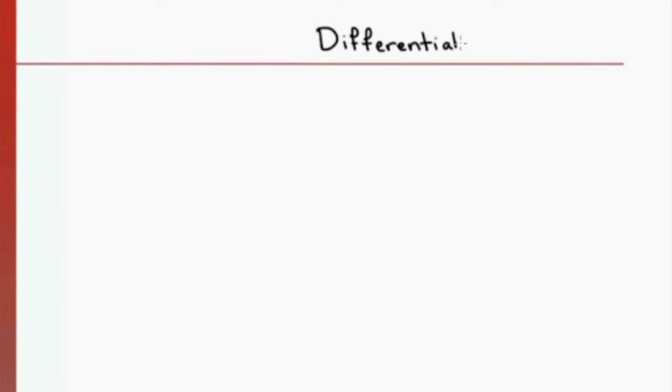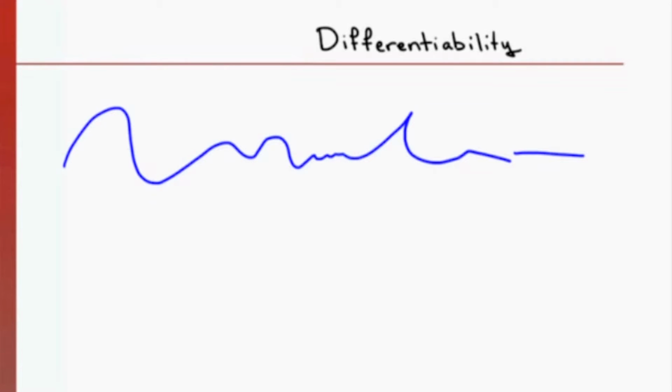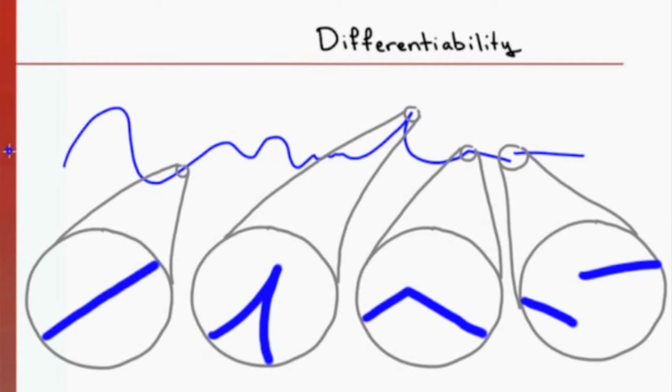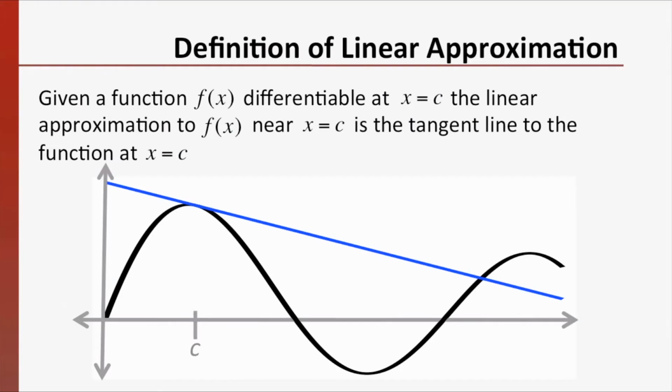Recall that if a function is differentiable at a point C, then when we zoom in on the point C, the function begins to look more and more like a line. This only works when the function is smooth. It doesn't have any kinks, corners, or discontinuities.